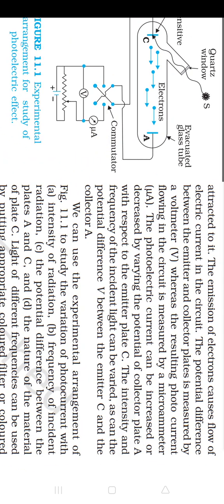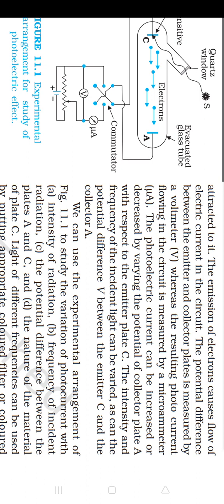The potential difference between the emitter and collector plates is measured by a voltmeter V, whereas the resulting photocurrent flowing in the circuit is measured by a microammeter. The photoelectric current can be increased or decreased by varying the potential of collector plate A with respect to the emitter plate C.